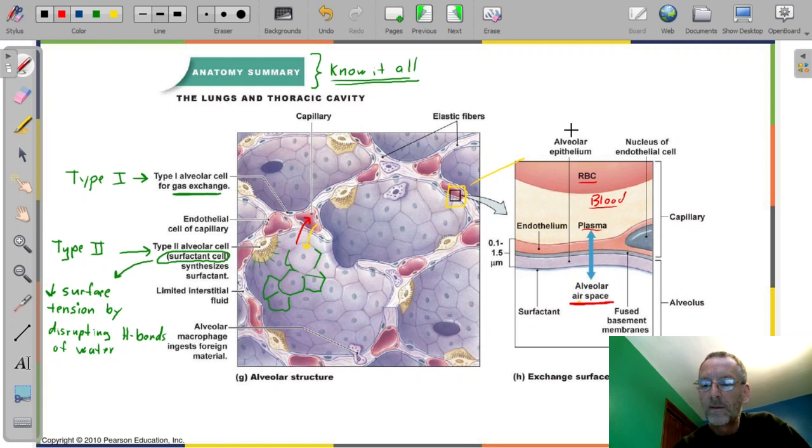This would be a type 1 alveolar cell. And the surfactant is on the surface. And the surfactant again was made by the type 2 alveolar cell. And this is the respiratory membrane. The blue arrow is showing the exchange, or representing the exchange of gases back and forth. So oxygen is going into the blood, carbon dioxide is coming out of the blood. Next slide.